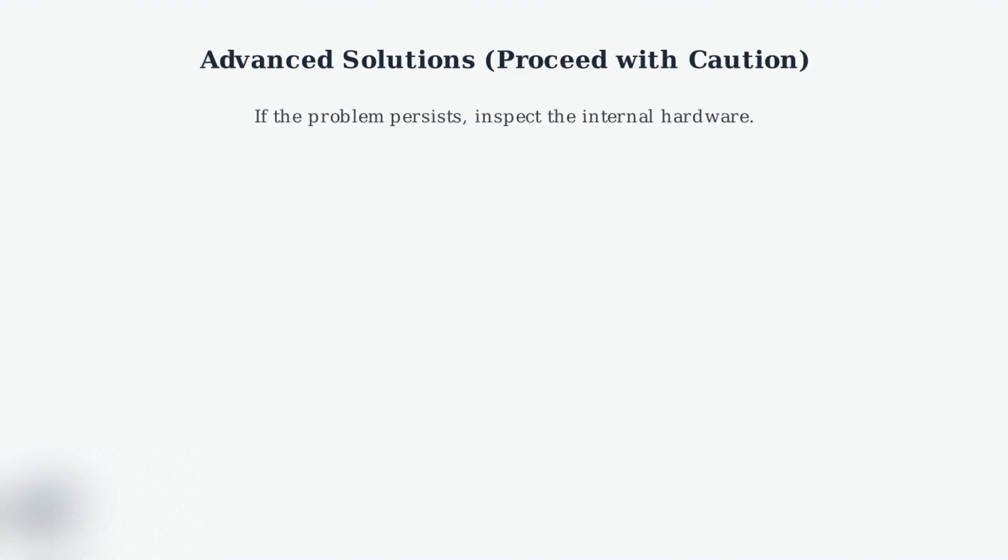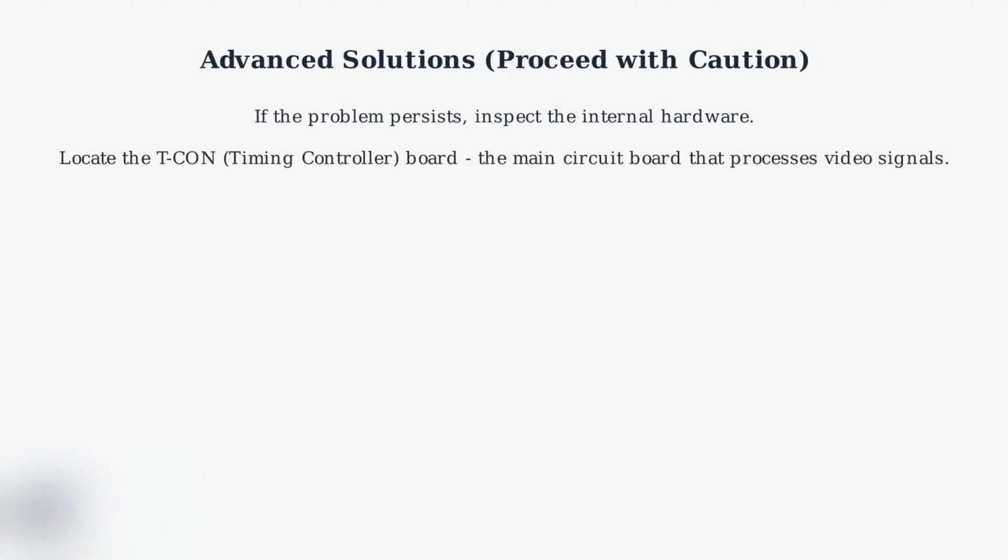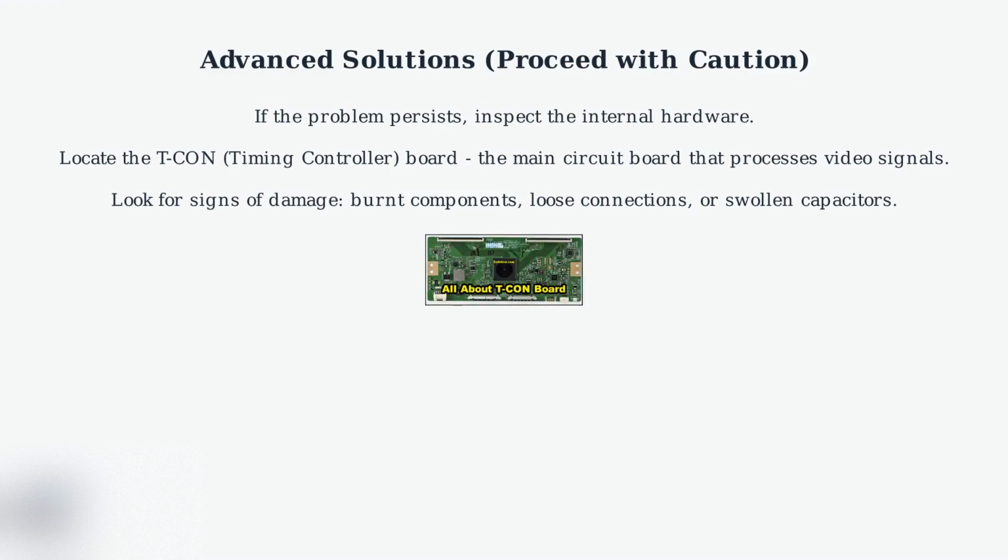If basic troubleshooting doesn't resolve the adjustment loop, you may need to inspect the monitor's internal hardware. Start by locating the T-Con board, which is the timing controller board responsible for processing video signals from your computer. Carefully examine the T-Con board for any visible signs of physical damage, such as burnt or discolored components, loose solder joints, or swollen capacitors. These can cause signal processing issues leading to the adjustment loop.